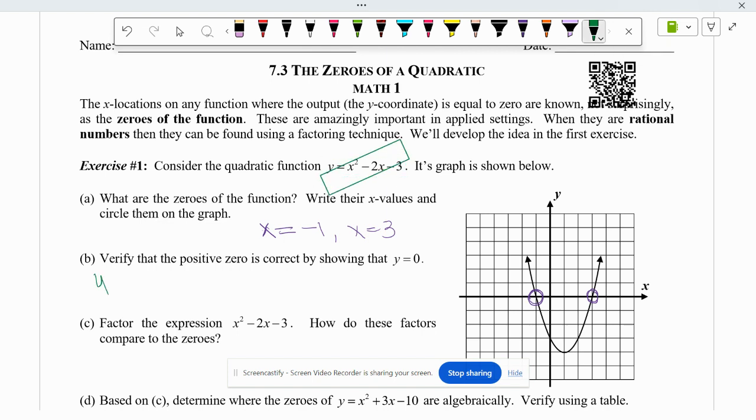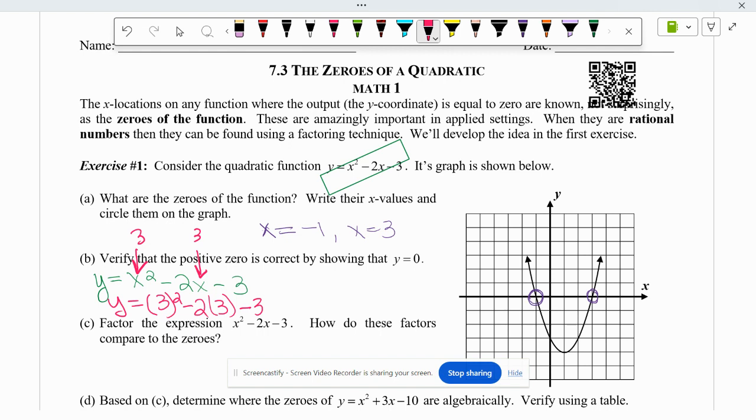Okay. So y equals x squared minus 2x minus 3. And I need to take my positive 0. Which value is my positive 0? Say it again. 3. And I need to plug that in. So I need to plug in the value of 3 for x. So let's see. Y equals (3) squared minus 2(3) minus 3.